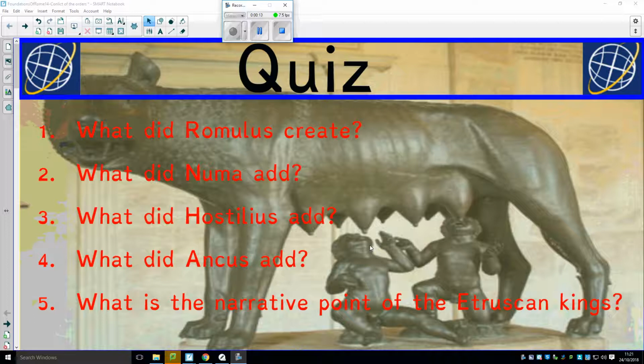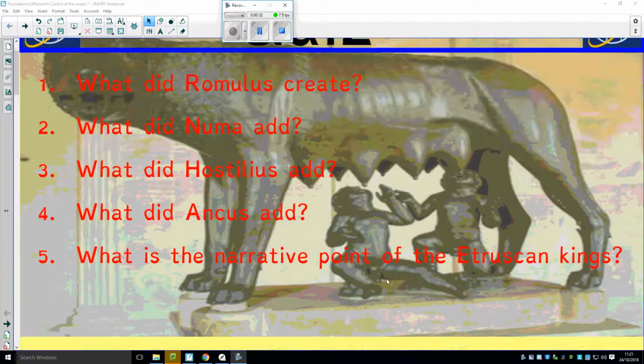Just as a recap really, what did Romulus create? What did Numa add? What did Hostilius add? What did Ancus add? And what is the narrative point of the Etruscan kings? It's all a story. What's the point of the story? What purpose do the Etruscan kings serve in the narrative of early Rome?